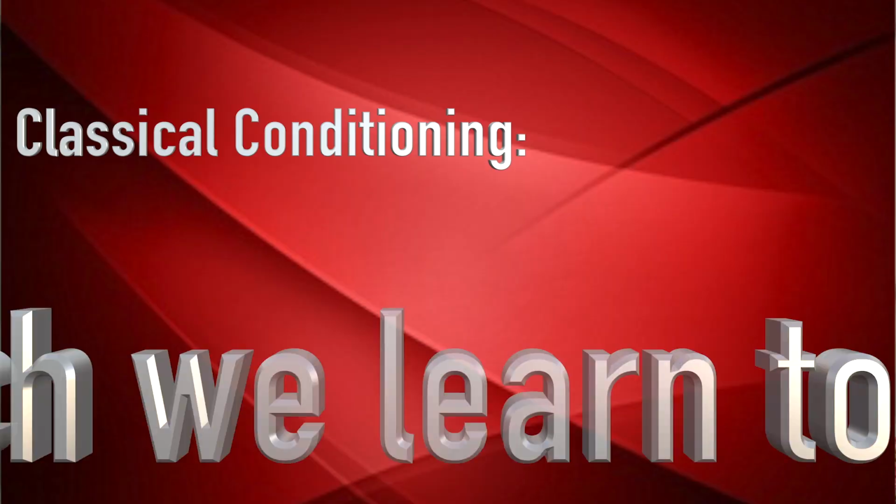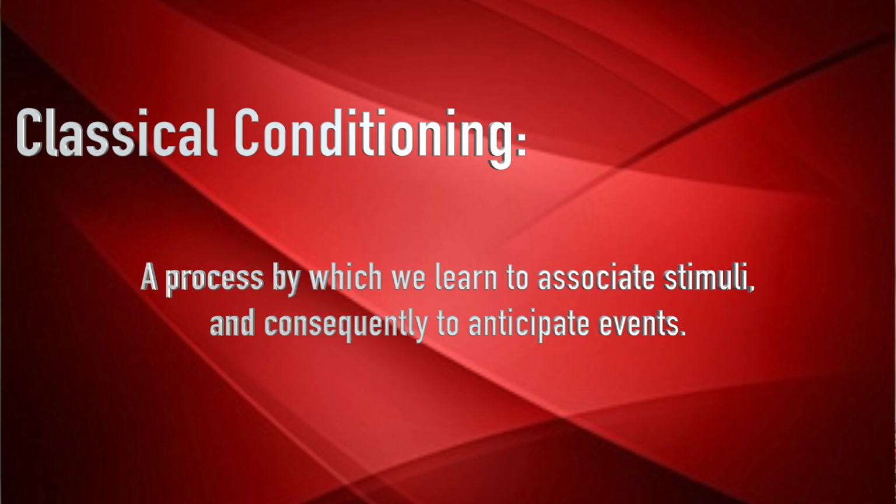Associative learning is when an organism makes connections between stimuli or events that occur together in the environment, also known as conditioning. There are two types of conditioning: operant conditioning and classical conditioning. Classical conditioning is a process by which we learn to associate stimuli and consequently anticipate events.